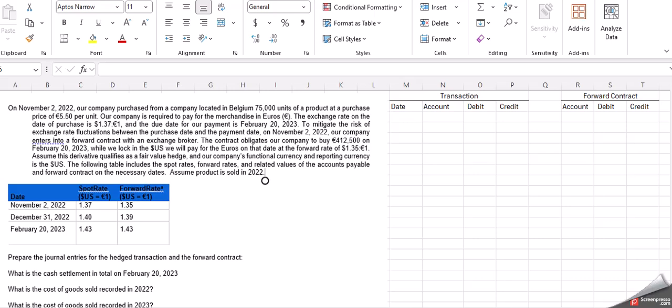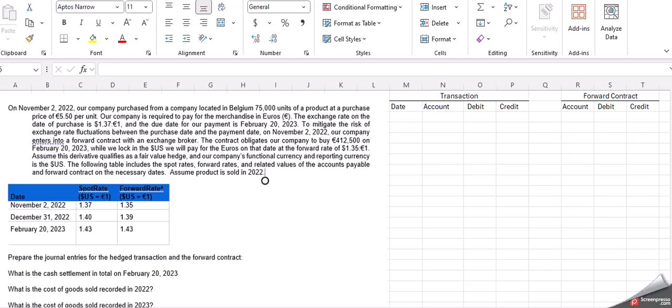Okay, this is an additional video for test 3 review, going over a hedge, so setting up a forward contract to hedge a future payment. The company has purchased product from a company in Belgium, 75,000 units at a price of €5.50 per unit, and they're required to pay for that merchandise in euros.